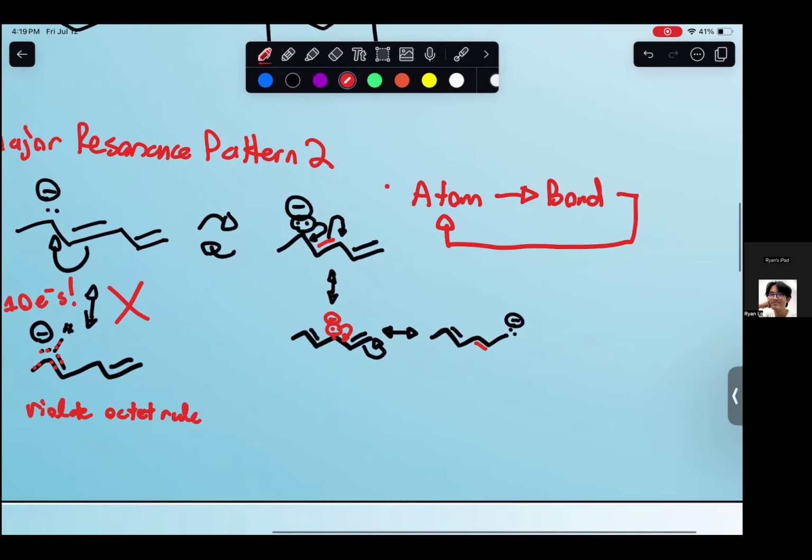And another important thing to remember here as well is, if you move electrons, I'm running out of room again. Something must be displaced.